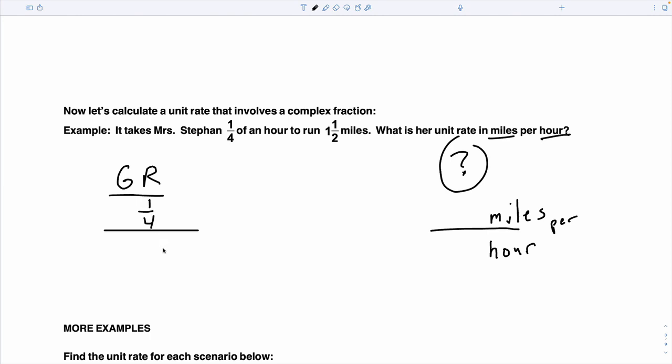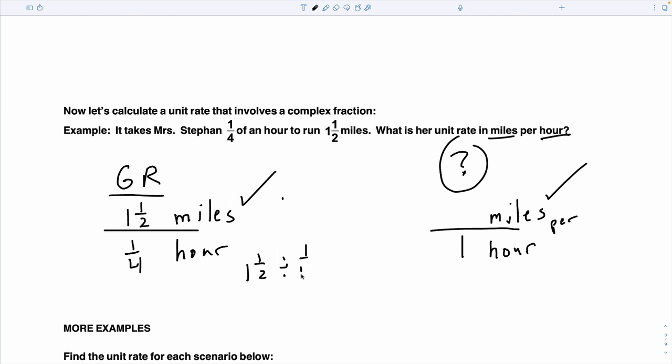Why wouldn't it be 1/4 on the top, Daniel? It's not 1/4 miles. You need to match your rates to have the same exact unit. So before you even touch a number, you should have 2 fractions that match units left to right. 1/4 goes on the bottom, 1.5 goes on the top, and let's divide. 1.5 divided by 1/4.